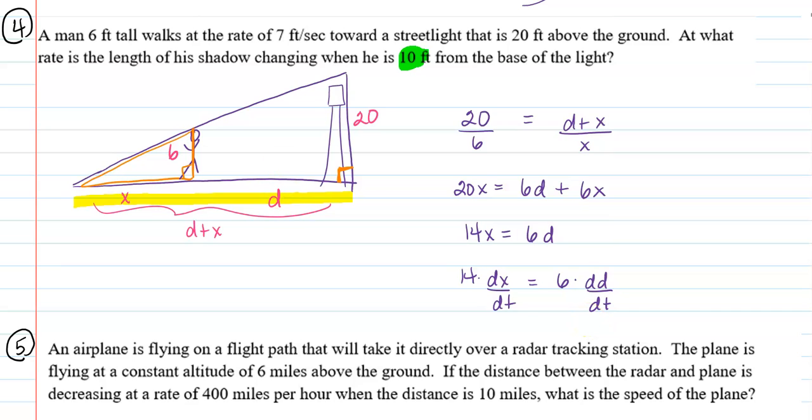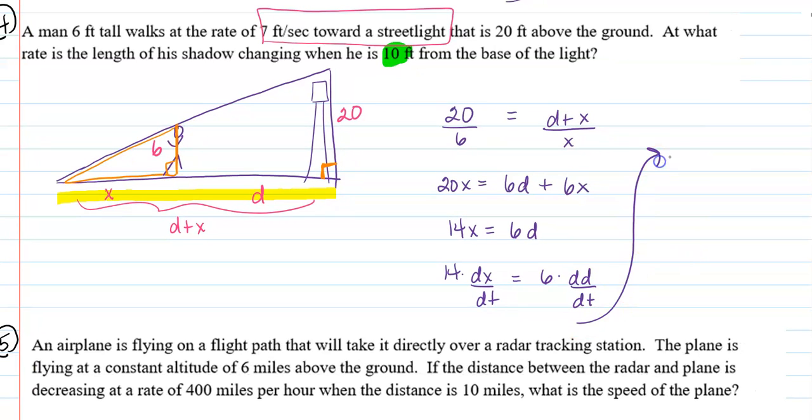And because the man is walking toward the street light, that d value is actually getting smaller and smaller. He's getting closer to the street light. Therefore, that 7 should actually be a negative 7. So 14 times dx/dt should be equal to 6 times negative 7. Therefore, dx/dt is equal to -3. Throw some units on there, so -3 feet per second.